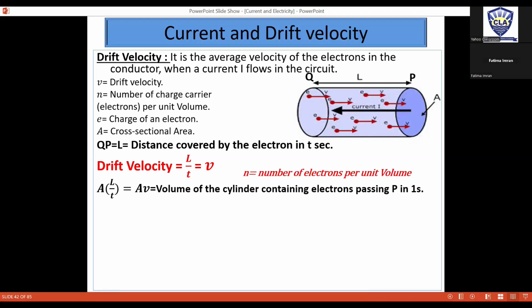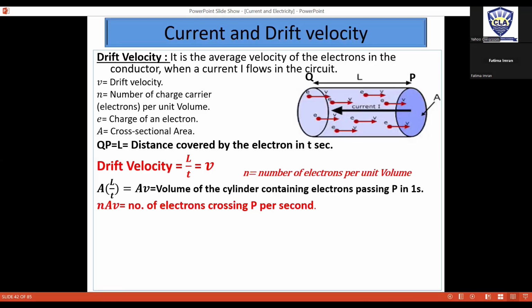Number of electrons, and यहाँ पे मैं term use कर रहा हूँ, N, it stands for number of electrons per unit volume. Every conductor has a specific number of electrons per unit volume. So how many electrons will be there in this volume? If we multiply AL over T by N, we get number of electrons passing point P per second, in 1 second.